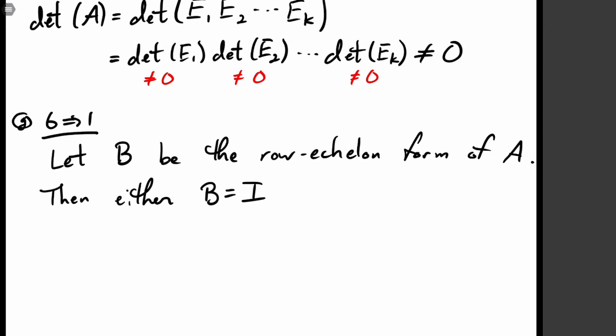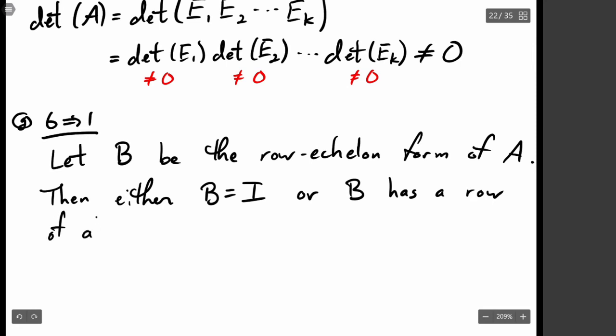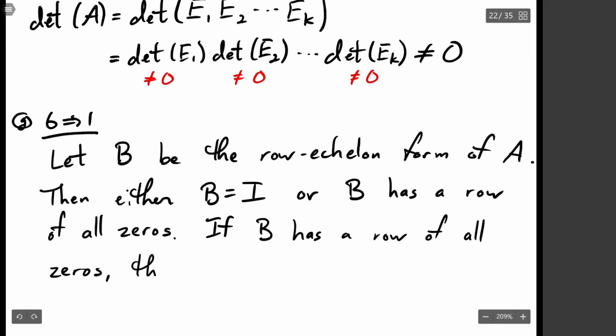Now, I want you to always remember here, A is an n by n matrix. So when we put this into row echelon form, we either have the identity matrix, or B has a row of all zeros. It might have more than one row of all zeros, but it has to have at least one. Well, if B has a row of all zeros, then the determinant of B equals 0, right?